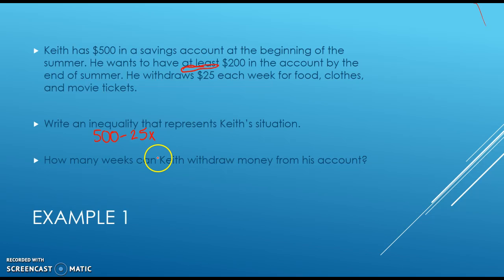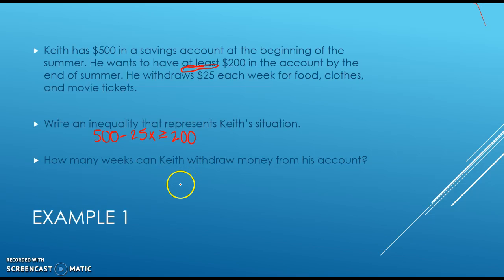Okay, so I've got his initial 500 minus $25 per week, and I want that to be at least $200. So at least means 200 and above. So it's going to be greater than, and it can also be 200. 200 is included in at least, so that's where my "or equal to" comes in. So I have 500 minus 25x is greater than or equal to 200.